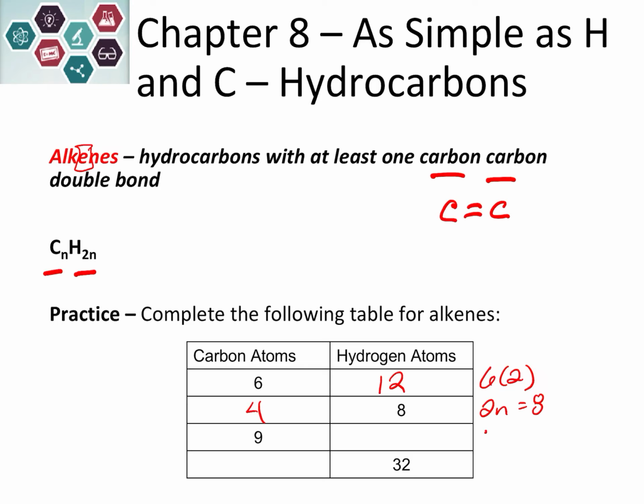All right, if we have 9 carbons, we're going to do 9 times 2 is 18 hydrogens.